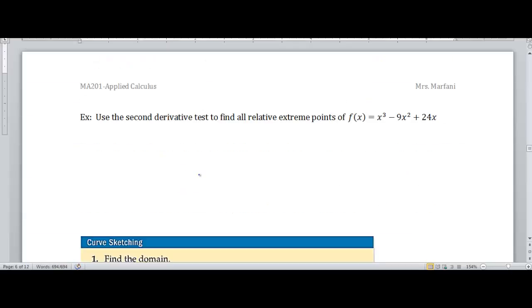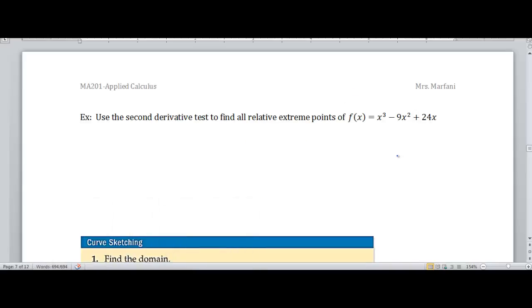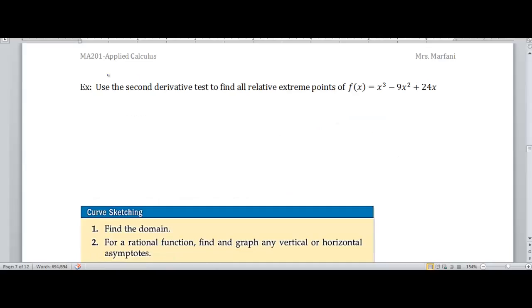Let's do an example. Use the second derivative test to find all relative extreme points of this function. This function is the same function we had before, but let's go ahead and do it as if from scratch. Use the second derivative test. The first thing you need to do is find those critical numbers.